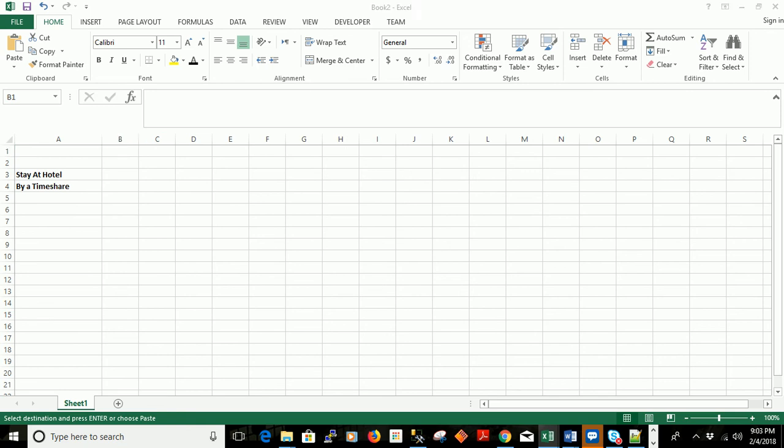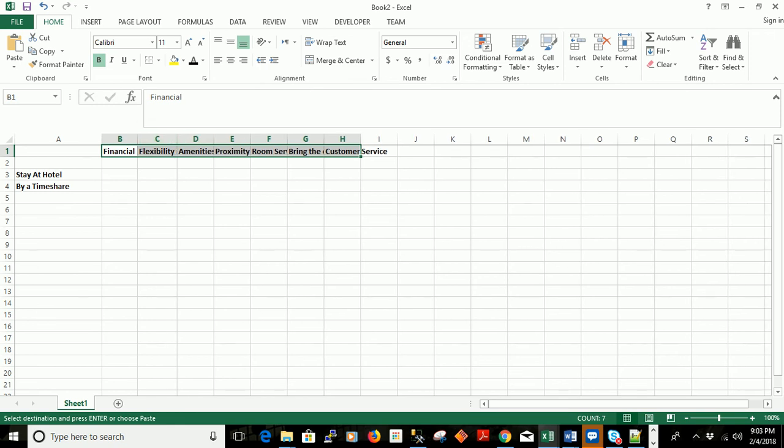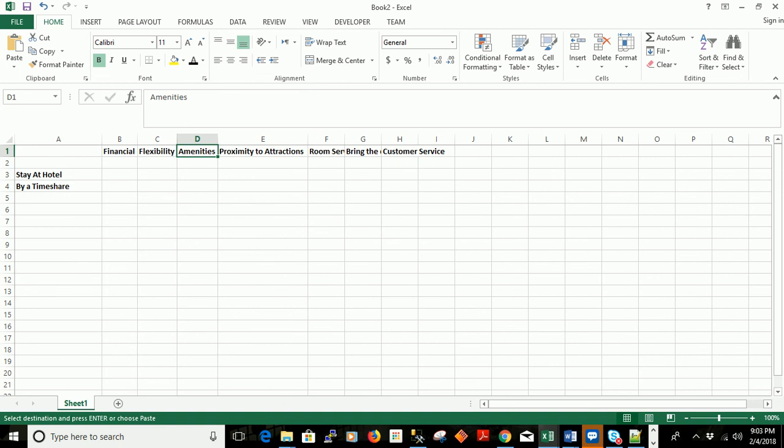So there are some factors that I have to take into consideration to decide which of these is the better option for me. So I came up with these factors. These are all of my factors. I have the financial feasibility of doing this, the flexibility of having a hotel room versus a timeshare, what kinds of amenities are available, the proximity to attractions.